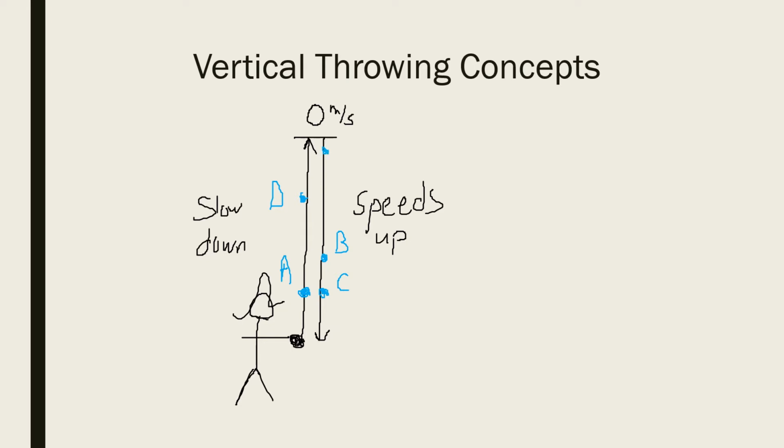And E would be the slowest. So let's think about it. As it goes up, it slows down. It approaches 0. And then, after it approaches 0, it becomes negative. But then it gets bigger in the negative, which is really speeding up.